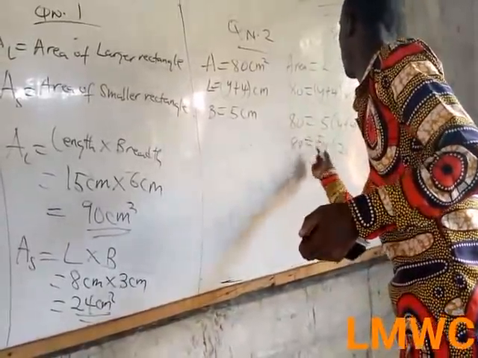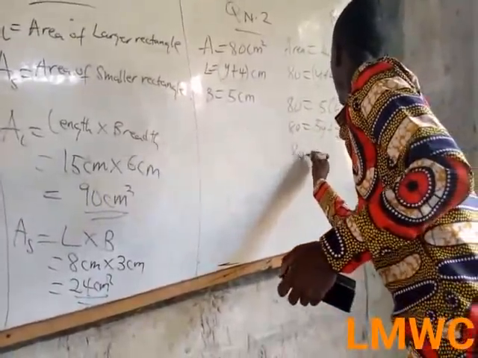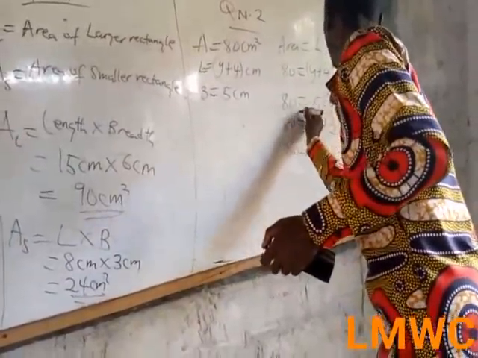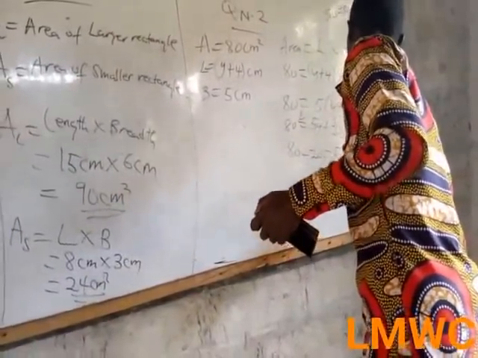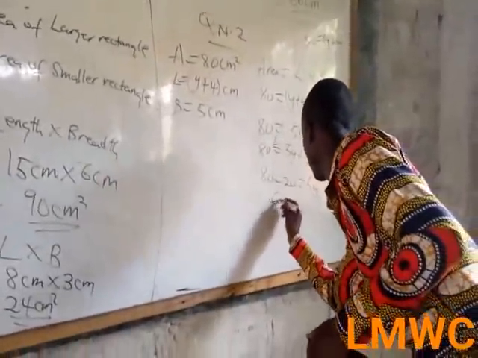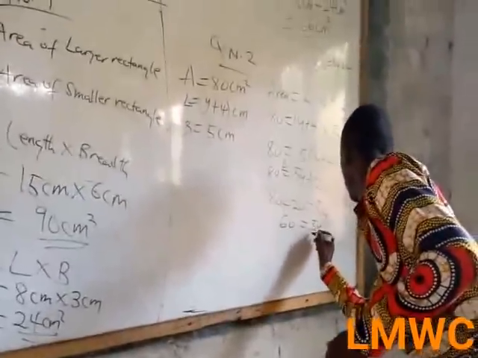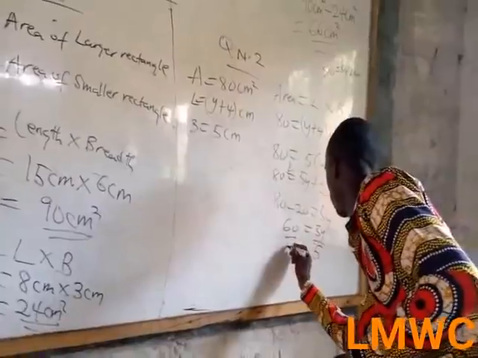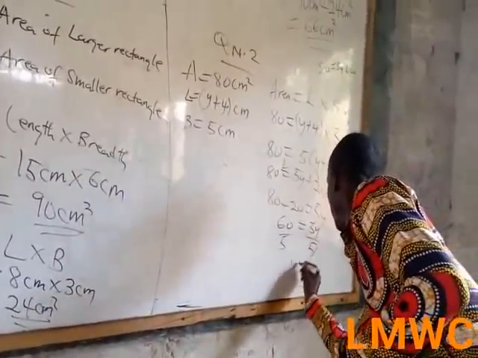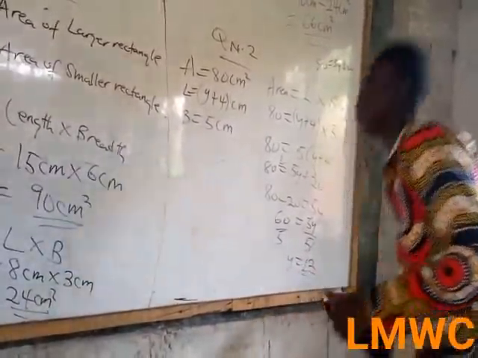So you group like terms. It becomes 80 minus 20, you move this one here, equal to 5y. 80 minus 20 is 60, equal to 5y. So you divide through by 5. So y is equal to 12. We have y to be 12.